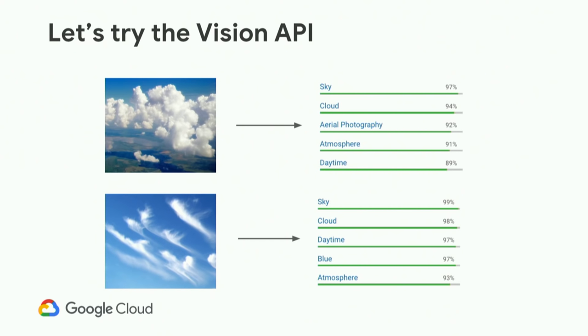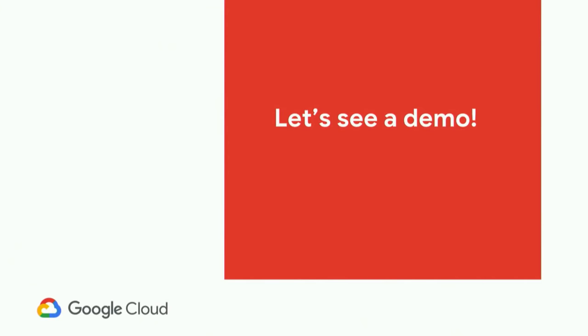Now for us, it's easy to see as humans that these are completely different types of clouds. But the Vision API was trained on a huge variety of labels to recognize high-level things. So it knows that there are clouds in these images. But even though these images are very different types of clouds, we get similar labels back from the Vision API. So this is where AutoML Vision comes to the rescue. So let's see a demo of AutoML Vision.